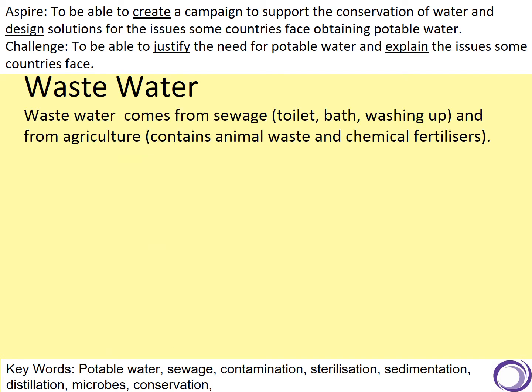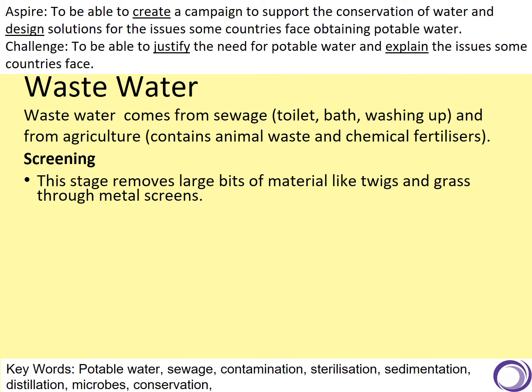Now, wastewater. This comes from sewage, that's the stuff that comes out of your toilet, your bath or your washing up bowls, and also from agriculture, which would contain things like animal waste and potentially chemical fertilisers. For this reason, it's a more complex process that is needed to turn that into potable water. So the first stage is similar to that for groundwater. There is a screening process with big metal grids that will remove large bits of material like twigs and grass and anything that has come down your waste pipes that shouldn't be there, like nappies and so on.